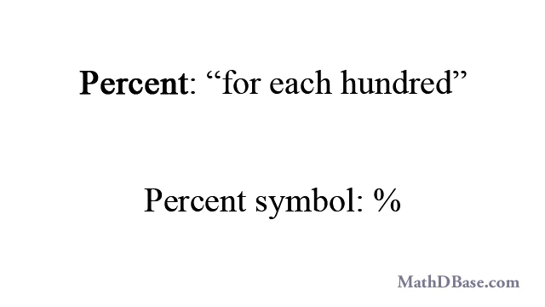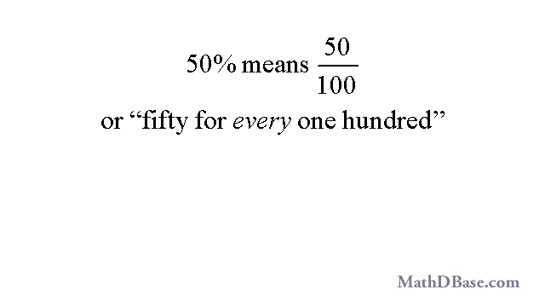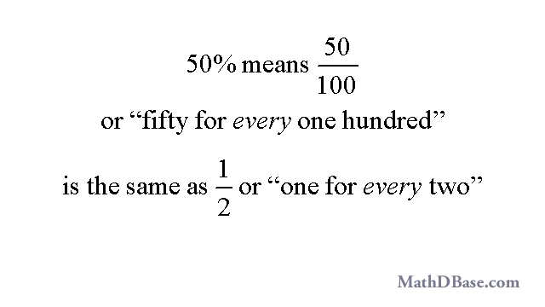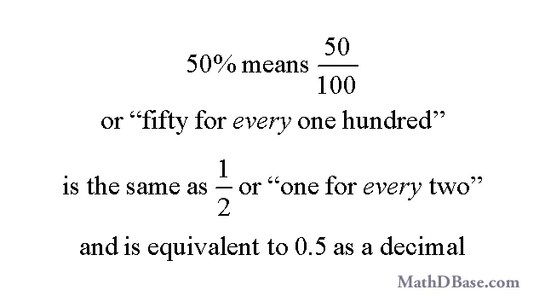100% represents a whole or entirety of something. Percents smaller than 100 represent parts of a whole. Percents larger than 100% represent more than one whole. 50% means 50 over 100, or 50 for every 100, and is reducible to 1/2, which is 1 for every 2. Since 50% is the same as half, its decimal equivalent is 0.5.